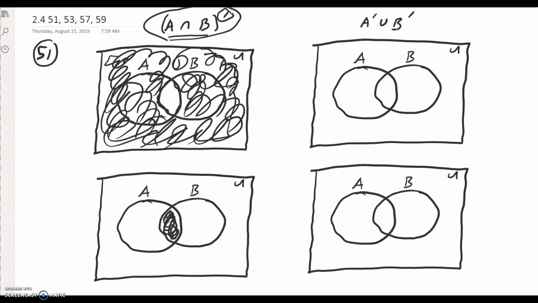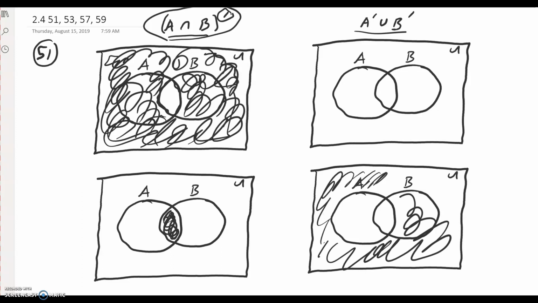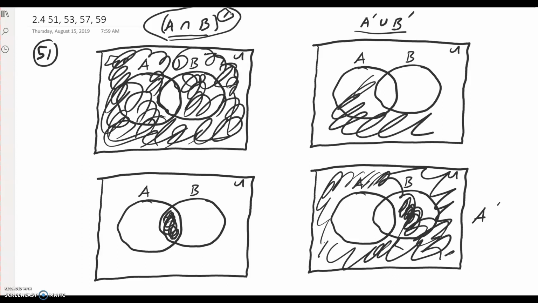And the question is, is this the same quantity over here? So we have the complement of A. Now what is the complement of A? The complement of A is everything outside here. So this is the complement of A. And this is going to be the complement of B. It's everything outside of B.